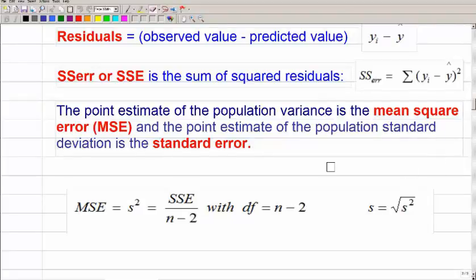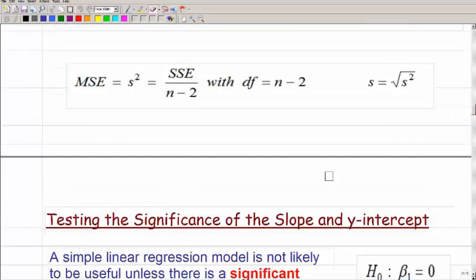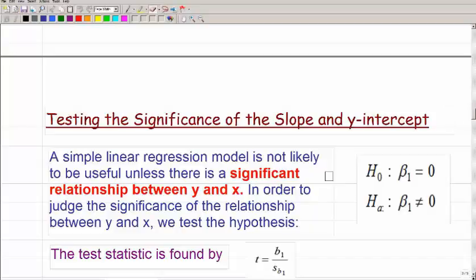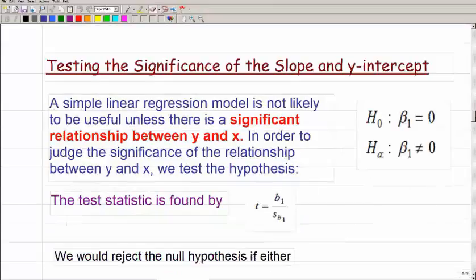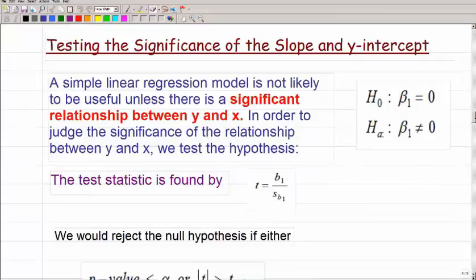All right. Now, testing a hypothesis. A simple linear regression model is not useful unless we have a relationship between y and x. In other words, to test the significance of the relationship, we have the hypothesis over here. The null hypothesis is beta 1 equals 0 versus beta 1 not being 0. You can stretch this out and use greater thans and less thans, but we're only dealing with equal or not equal to 0.